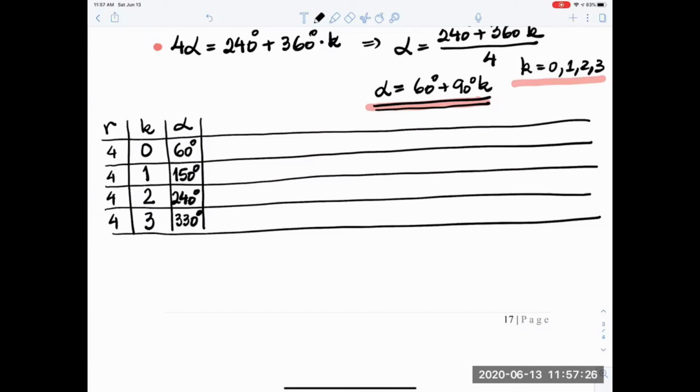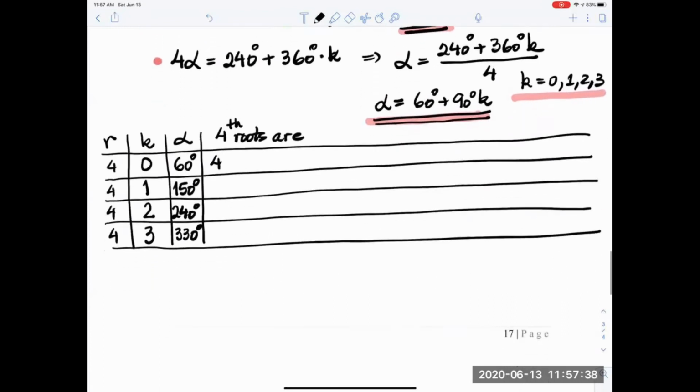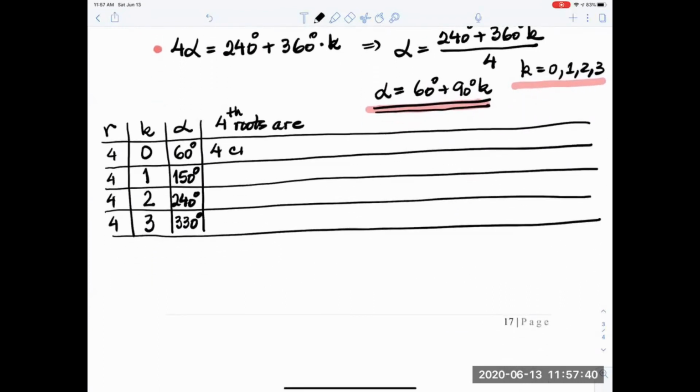Okay, now I will write it like this. Fourth roots are, in a compact form, I can write like this. 4, because we determined that r equals 4, right? 4 CIS of 60. 4 CIS of 150. 4 CIS of 240. And 4 CIS of 330. Okay, so we have all of that.